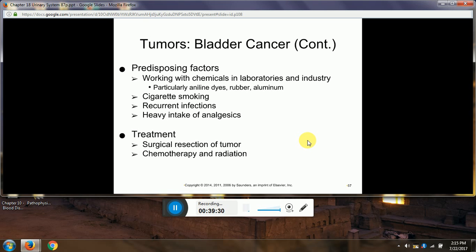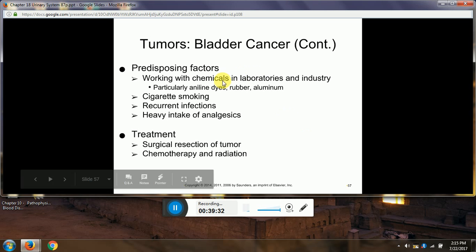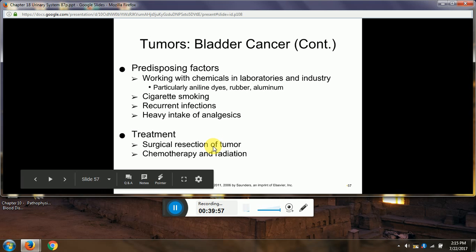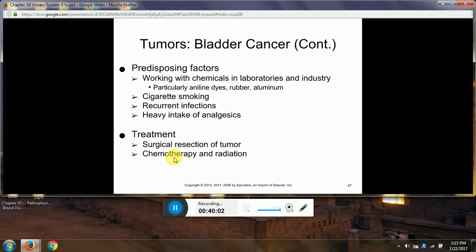Predisposing factors for bladder cancer would be working with chemicals, for example, aniline dyes, rubber, and aluminum. Cigarette smoking, so we see that cigarette smoking is not only a risk factor for lung cancer, but also for kidney cancer and bladder cancer. Recurrent infections and heavy intake of analgesics are also high risk factors for bladder cancer. Treatment: you have to surgically resect the tumor, and then it is responsive to chemotherapy and radiotherapy, unlike the other tumor that we talked about.